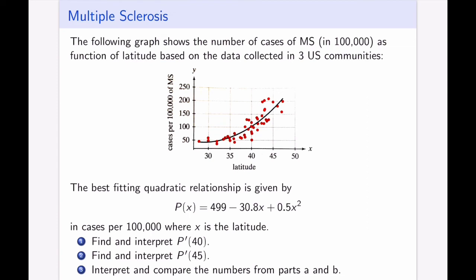For our next example, we're going to examine the following data in this following graph. It shows the number of cases of multiple sclerosis in hundreds of thousands as a function of latitude, that is based on the data collected in 3 different US communities at different latitudes. The red dots on the graph here correspond to the actual data collected, and the black curve corresponds to the best fitting quadratic that is given by this formula. So in this example, we have both the graph and the actual formulaic representation of the best fitting function to it. First of all, before we dive into the actual question parts, let's examine what this is saying.